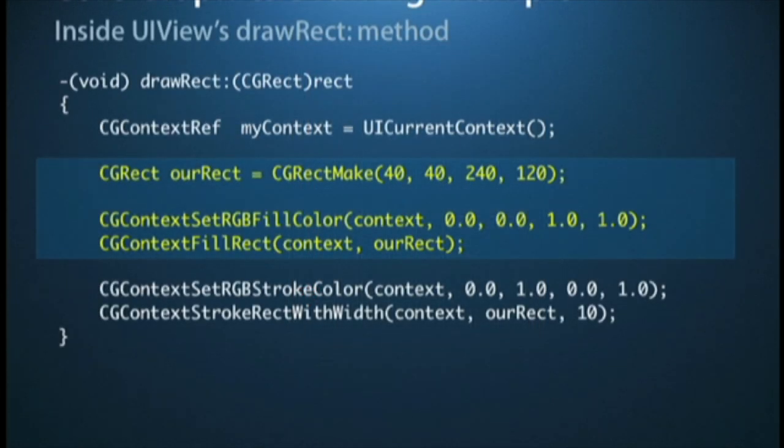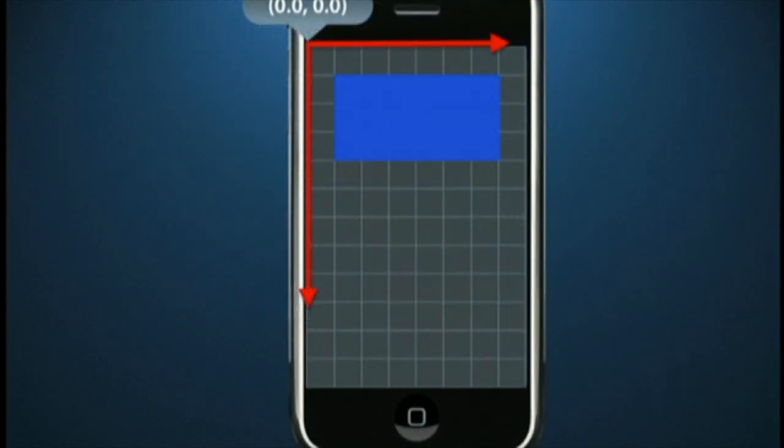So we define a rectangle with CGRectMake, and we're saying the origin's at 40, 40 and the dimensions are 240 by 120. We set a fill color, the values are RGBA, so we're setting it to blue, fully opaque, and we fill the rectangle. This draws it into our context. And here's how it looks. We get a blue rectangle.